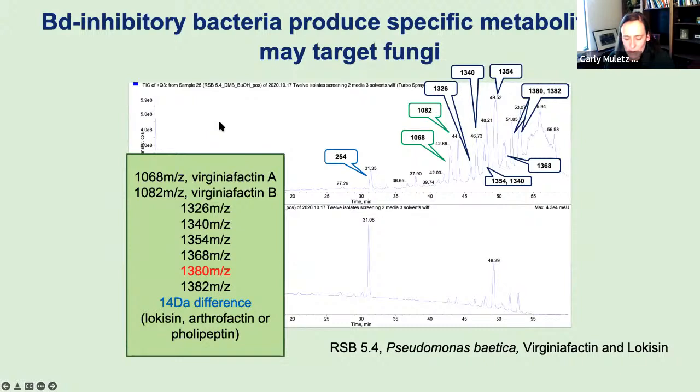And what we are working on now is trying to figure out what the metabolites are, what the compounds are that these bacteria are producing to kill BD. Some preliminary data I can share with you here is that these bacteria are producing specific metabolites that may target fungi. For instance, one of my isolates produces Viscosinamide and leucocin, which are known to be antimicrobial in other systems. We've got a lot more work to do to understand what all of these metabolites are that these bacteria are producing.